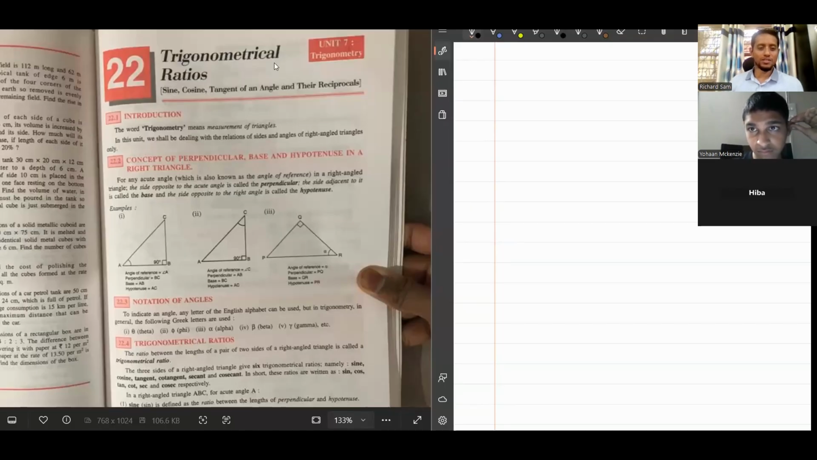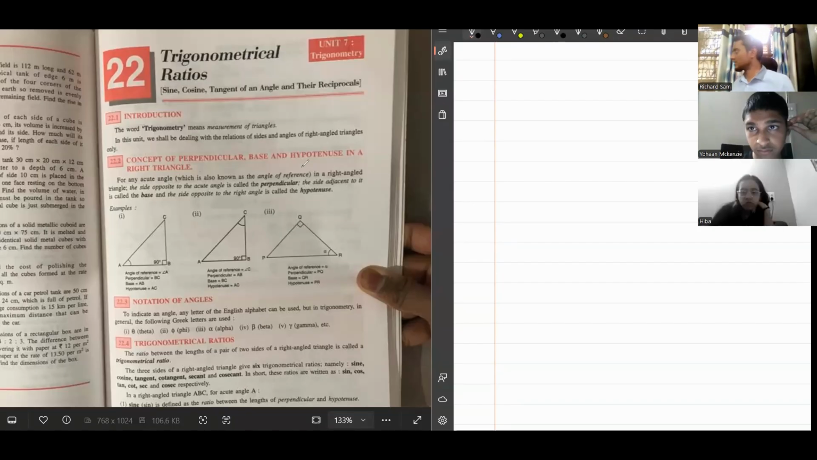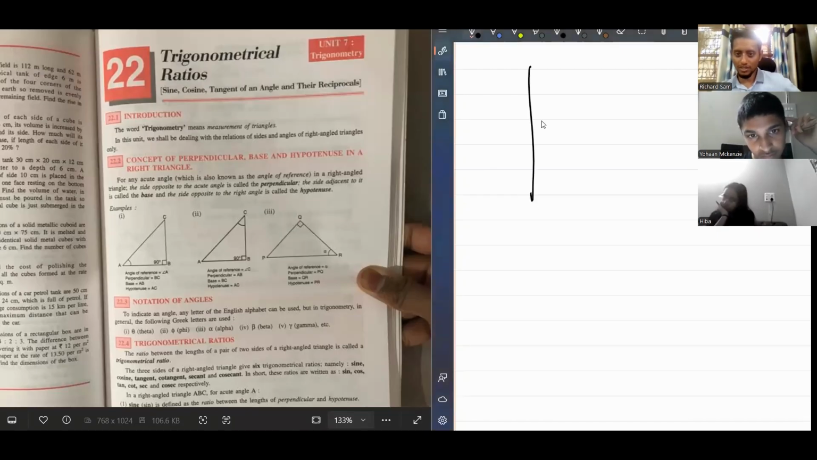Trigonometrical ratios. Is this the first time you're learning trigonometry? Yes, in ninth standard you're learning it the first time, and then you're learning it in more detail in the 10th standard. This is the base for the 10th standard. Now, in this chapter, you have to understand how a triangle works.